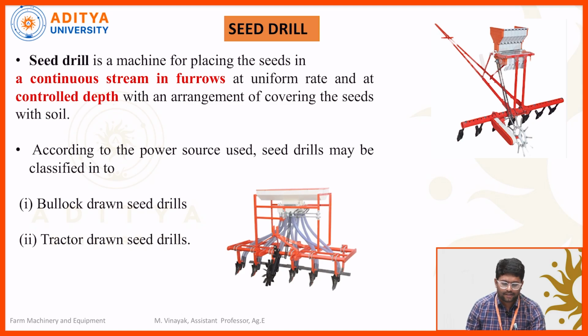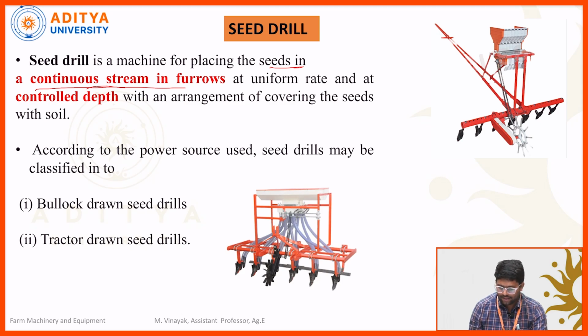A seed drill is a machine for placing the seed in a continuous stream in furrows at a uniform rate and controlled depth, with an arrangement for covering the seed with soil. Here, the seed is placed in furrows at a uniform rate at controlled depth. This controlled depth is possible by using the hydraulic system of the tractor.